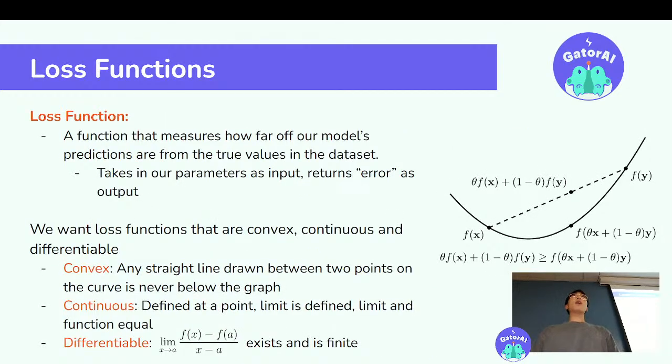So there's a few things I want to formalize before we dive into linear regression. The first is loss functions. We introduced them last class, but there's a few more things I want to add. We define the loss function as a function that measures how far off our model's predictions are from the true values in the data set. It takes in our parameters, and it returns the error of our model as an output. What we actually want is for our loss functions to be convex, continuous, and differentiable. And I have the definitions for convex, continuous, and differentiable.